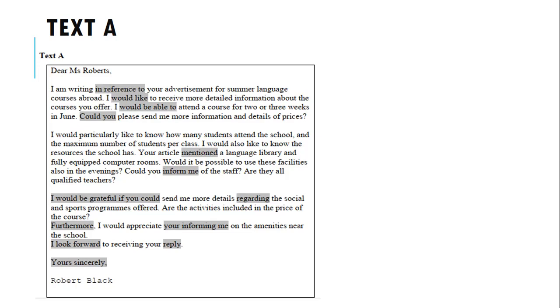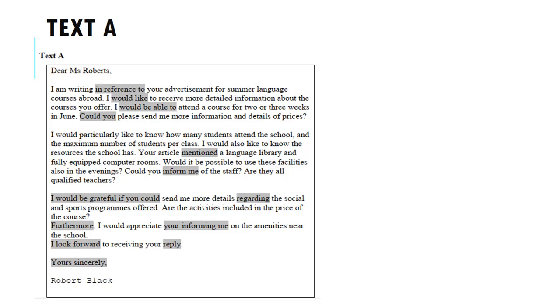Yes? To get to know more information about the courses. What kind of courses? Can you be more specific, please? Yes, summer language courses. Very good. So the intention is always written in the first sentence. I'm writing in reference to your advertisement for summer language courses abroad.